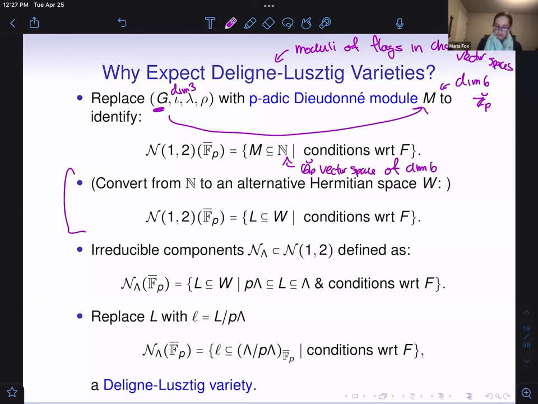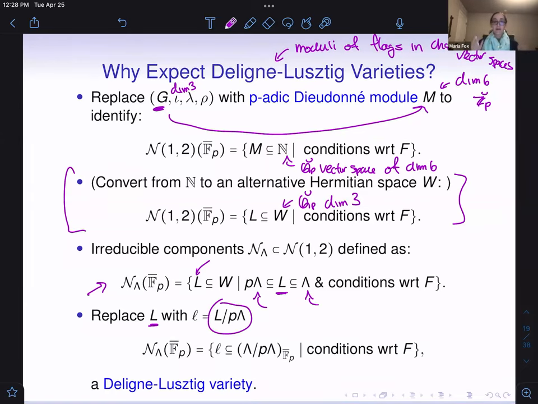There's a very technical point, which is you have to convert to a different p-adic vector space, which we'll ignore for the moment. We're replacing this now. This will be a p-adic vector space of dimension 3. But again, we're going to get lattices with some conditions with respect to Frobenius. Then we cut out these irreducible components as those varying lattices that are sandwiched between a vertex lattice and p times a vertex lattice. It turns out that all of our varying lattices can be sandwiched in this way, between some vertex lattice and p times that vertex lattice, which is great because we're hoping to go from something p-adic to something characteristic p. We need to reduce modulo p, and that's how we can do it on this irreducible component. Because L is always between Lambda and p times Lambda, we can replace L with L mod p Lambda, thereby moving from a p-adic vector space to a characteristic p vector space of dimension 3.